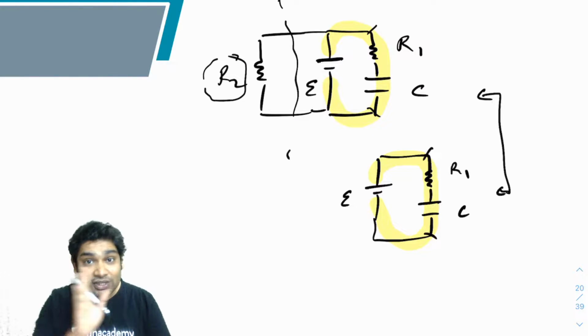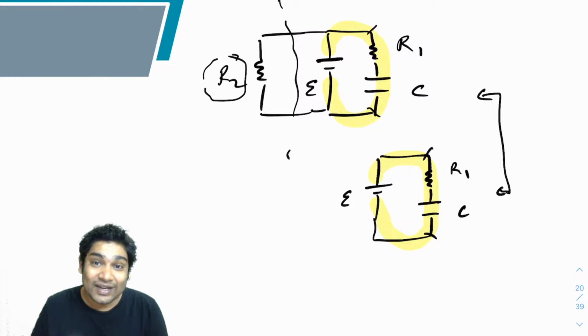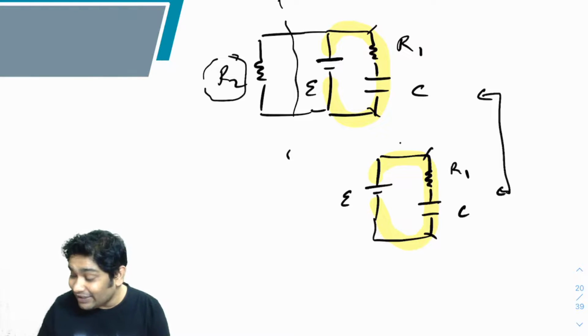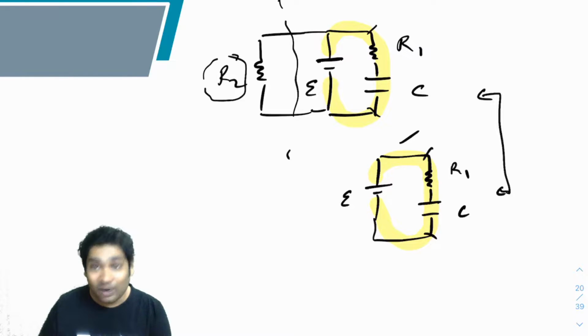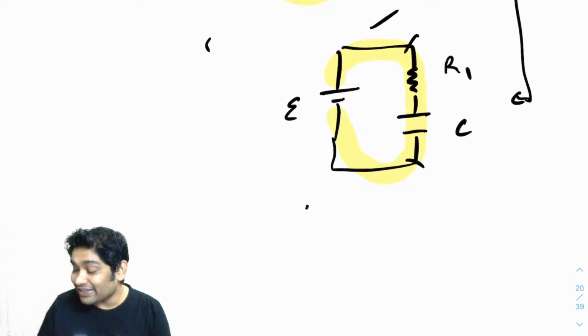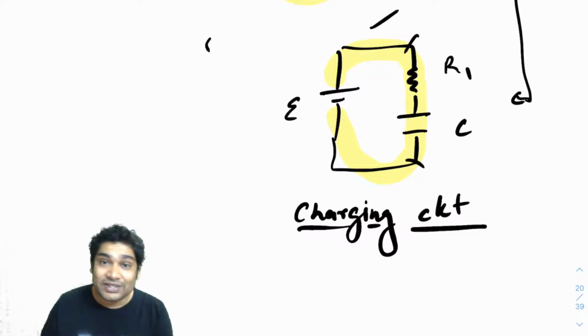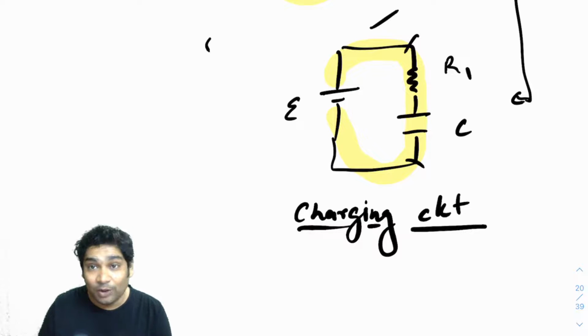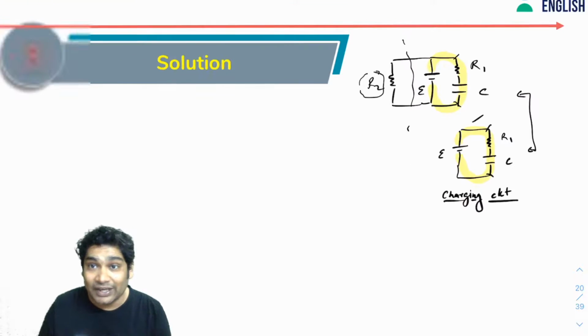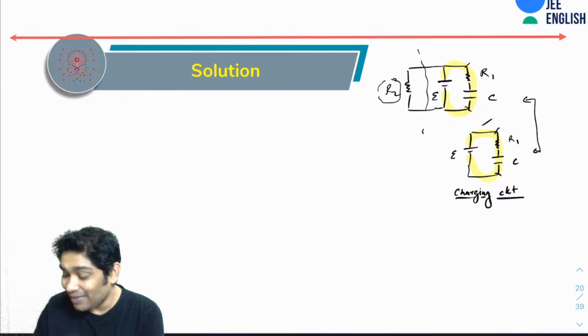So you have to focus on the charging circuit. What is the charging circuit? The charging circuit is only this. No matter how it has been drawn, the charging circuit is this only. The rest is additional circuit that has been attached to it. So when you see the charging circuit, now you have no issue. Now you know the time constant. So time constant tau charging would be simply R1 times C.